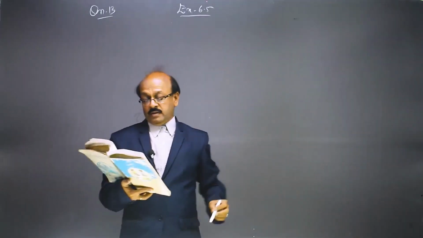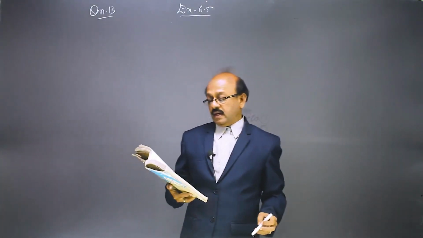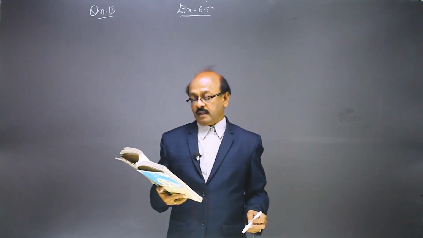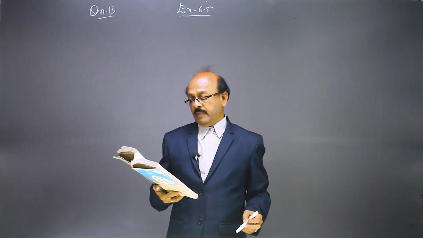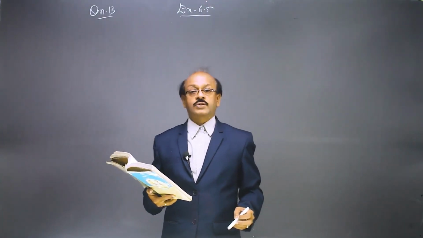Next question is a proof. A question to be proved. Question number 13. The question is, D and E are points on sides CA and CB respectively of a triangle ABC right angled at C. Prove that AE square plus BD square is equal to AB square plus DE square.